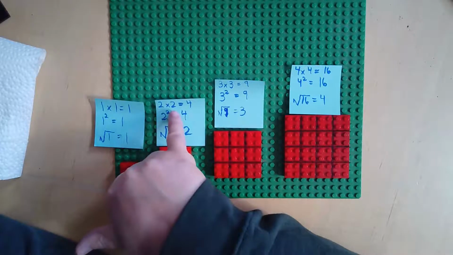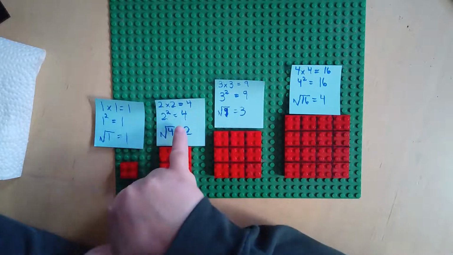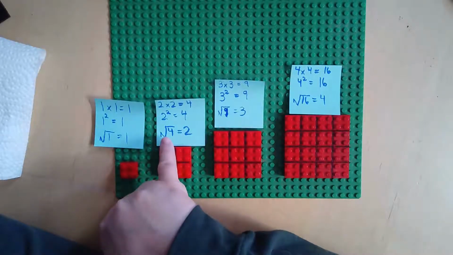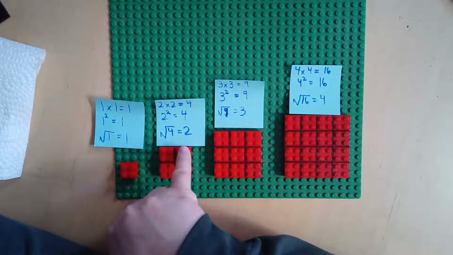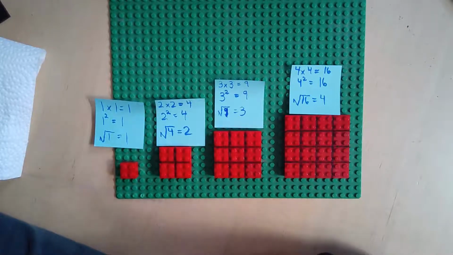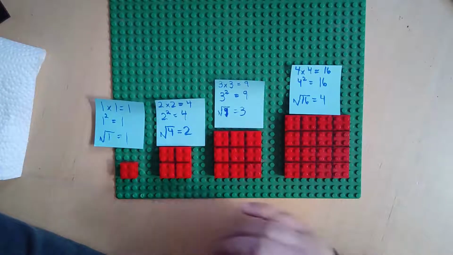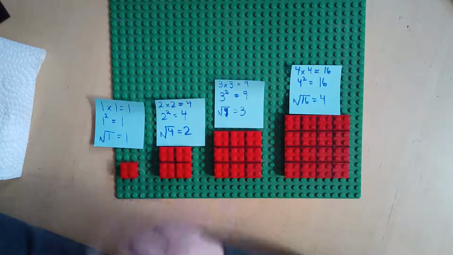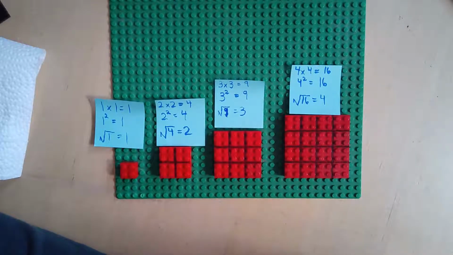So 2 times 2 is 4. 2 squared is 4. The converse, the opposite, right, the square root of 4 is 2. Now, converse or opposite operations is the same as multiplication, division, addition, and subtraction. The converse of a square is a square root. And remembering that will help you remember how to do squares and square roots, which we'll be working on in this unit.